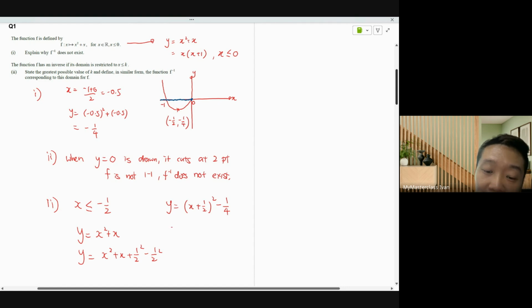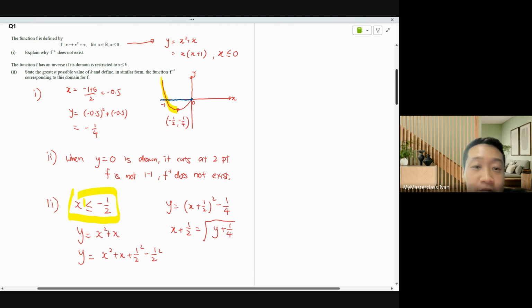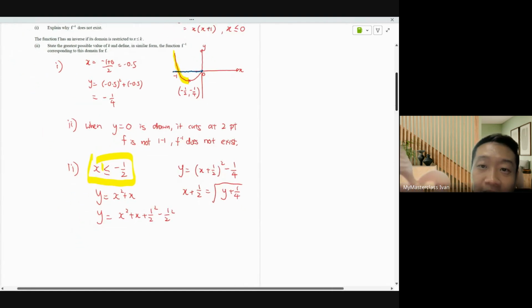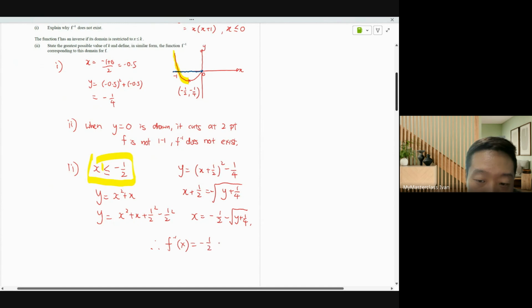Okay, now you make x the subject. x plus half equals the square root of y plus 1 over 4. Of course, when you square root there is plus minus, right? Now, in this case, we are taking the backward one, because x is smaller, can you see x smaller? So do we take the positive square root or negative square root, Jonathan? Yeah, so just take the negative square root because we are taking the behind one. Okay, so therefore, f inverse of x is equal to minus half minus the square root of x plus 1 over 4.